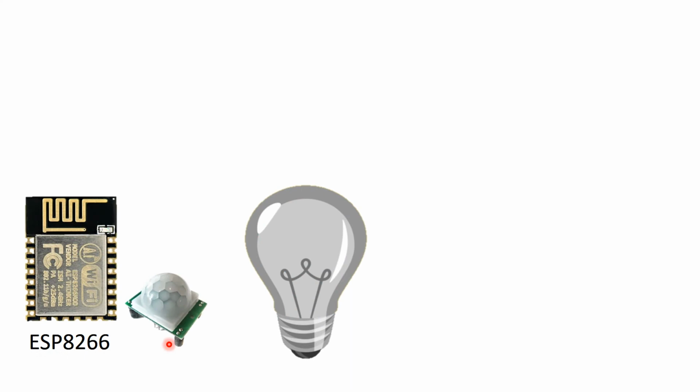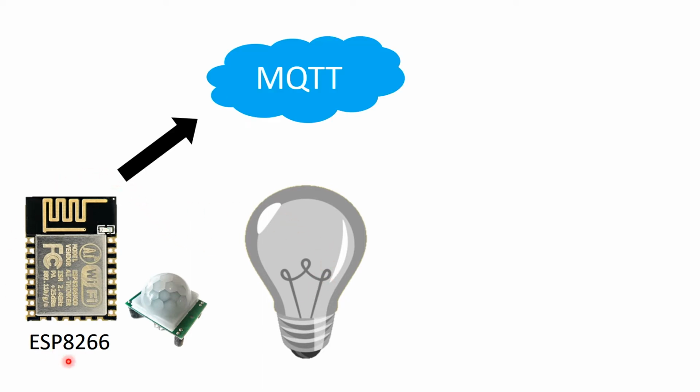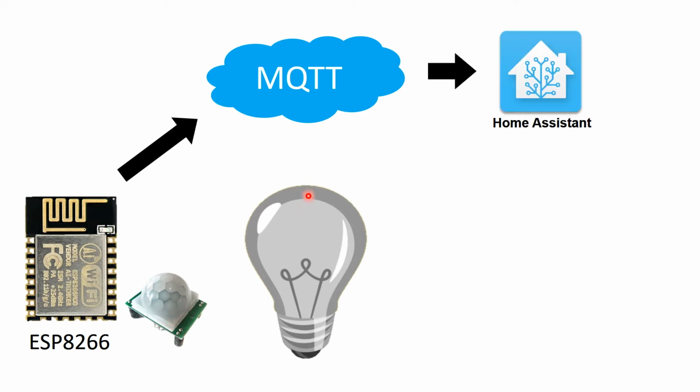We have seen a lot of projects using ESP8266 and PIR sensor, where there is a movement detected using the PIR and it turns on the light. So the first thing that ESP8266 does is it connects to an MQTT server and sends an MQTT message that it has seen some kind of motion.